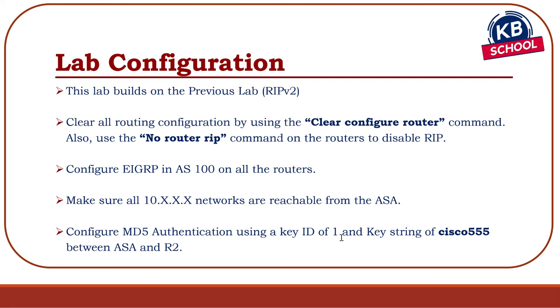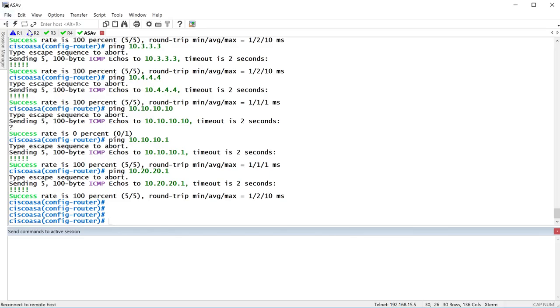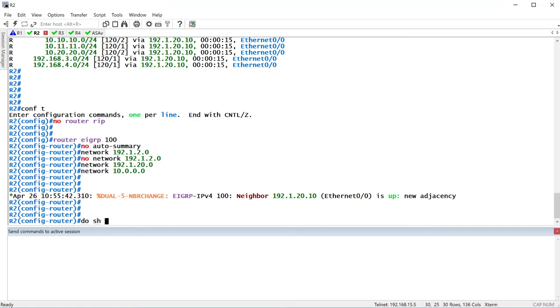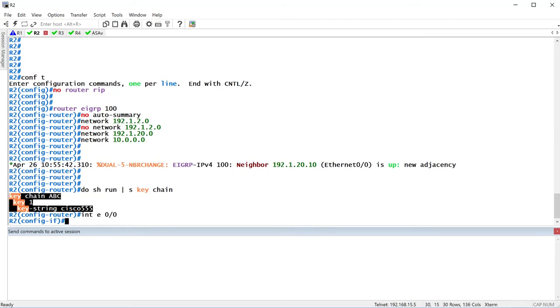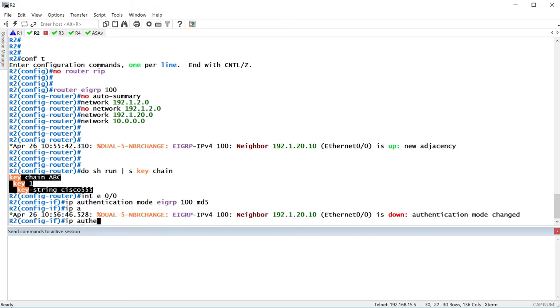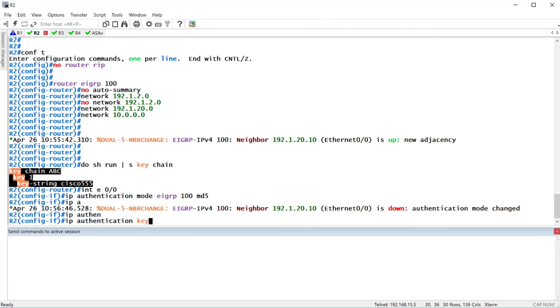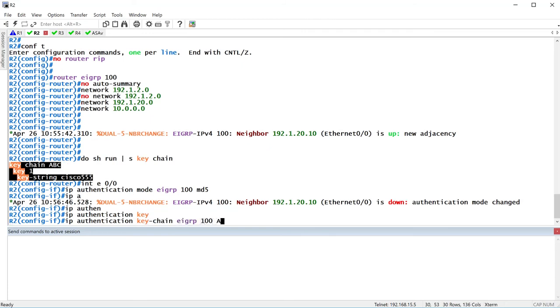Configure MD5 authentication using a key ID of 1, key string of Cisco 555, between ASA and R2. I think on the router I already have a keychain created with the same parameters. Key ID of 1, key string of Cisco 555. I can use the same keychain and apply it to the interface for EIGRP. The command IP authentication mode for EIGRP 100 is MD5. So IP authentication keychain for EIGRP 100 is ABC.